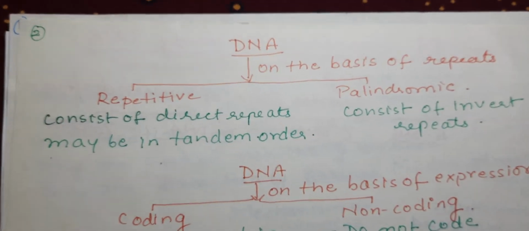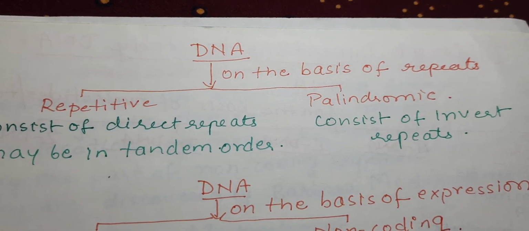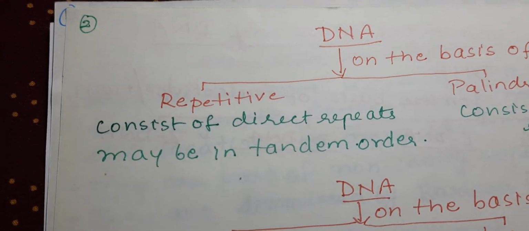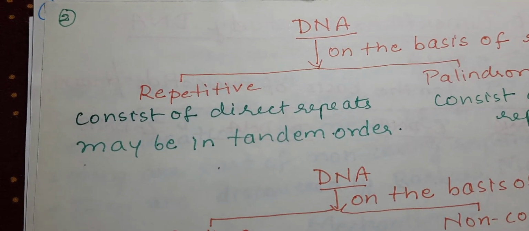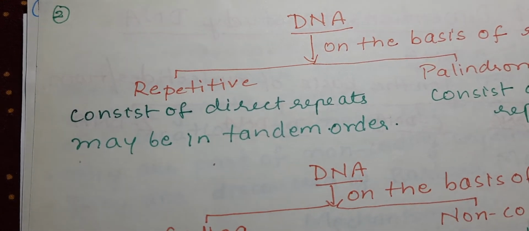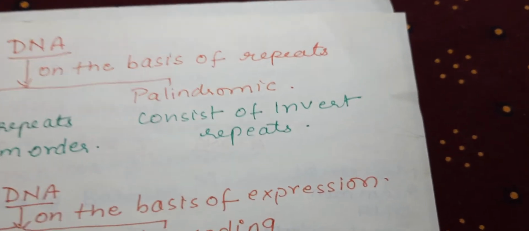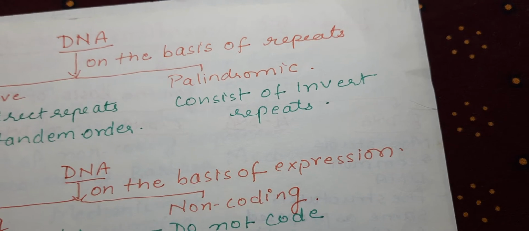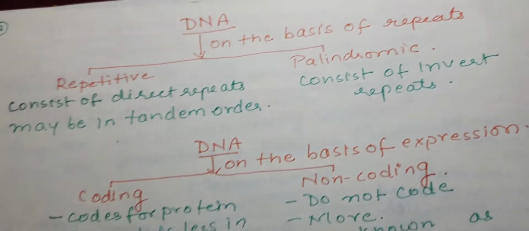Now, on the basis of number of repeats, the DNA is divided as repetitive and palindromic. Again, repetitive DNA we have already discussed in detail. They are of different types: microsatellite, macrosatellite, minisatellite DNA, and they consist of direct repeats, maybe in tandem order, whereas the palindrome consists of inverted repeat sequences, and specifically they are the site for restriction endonuclease.